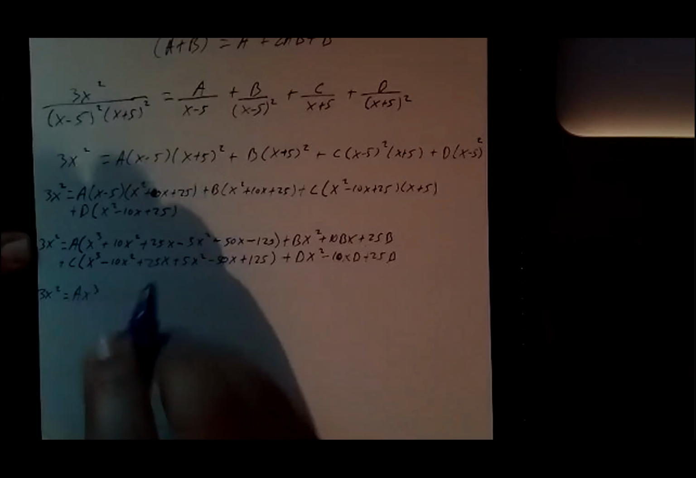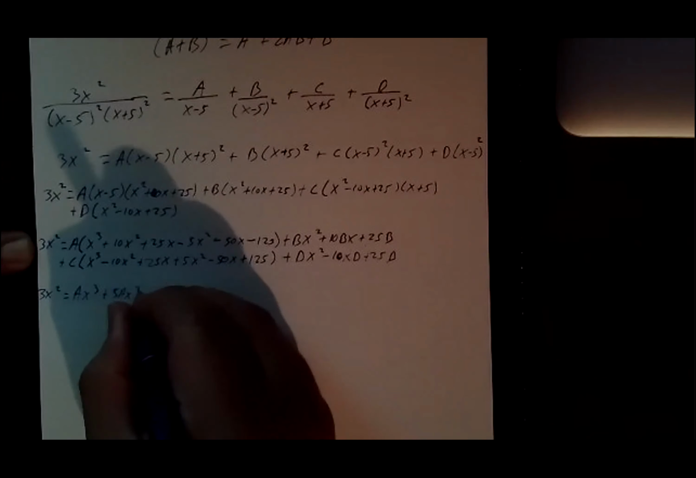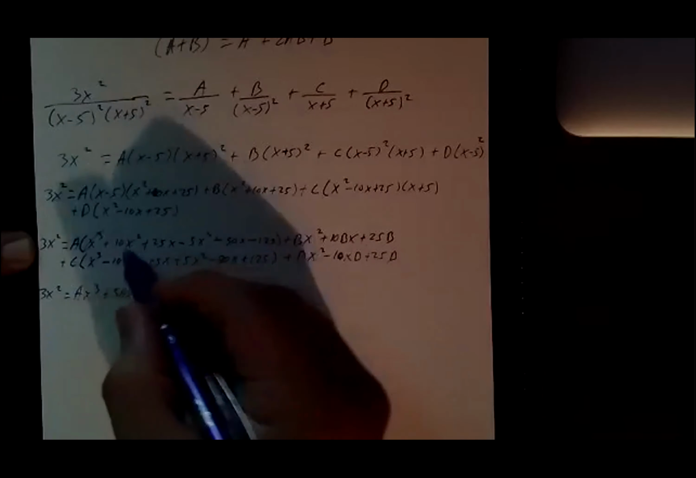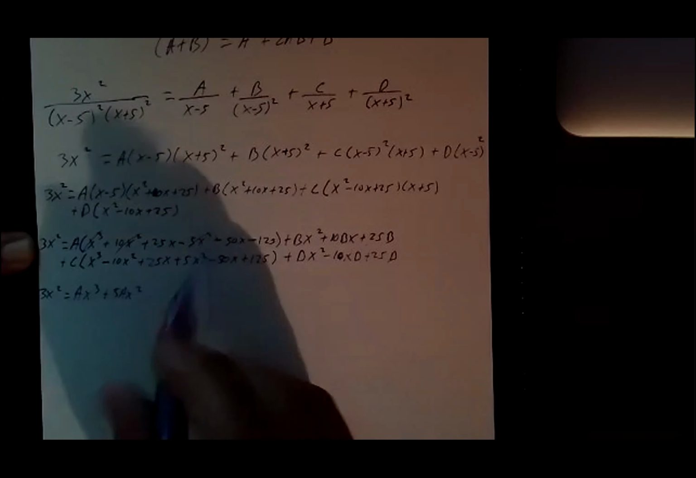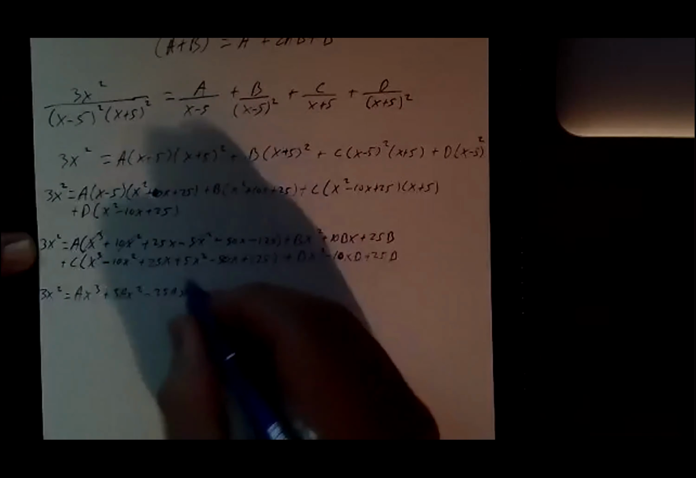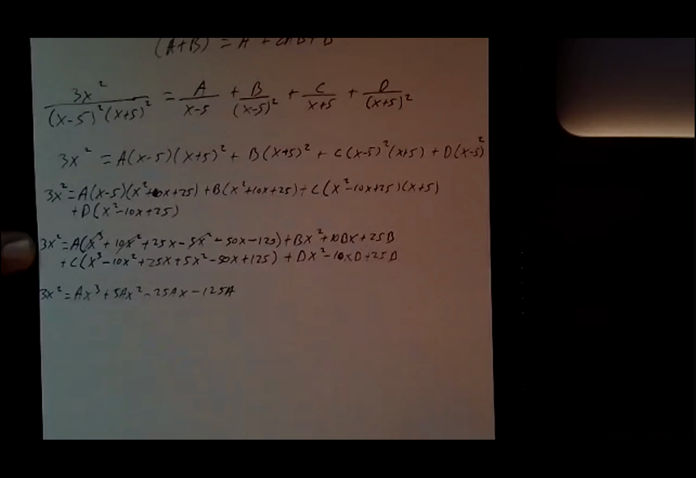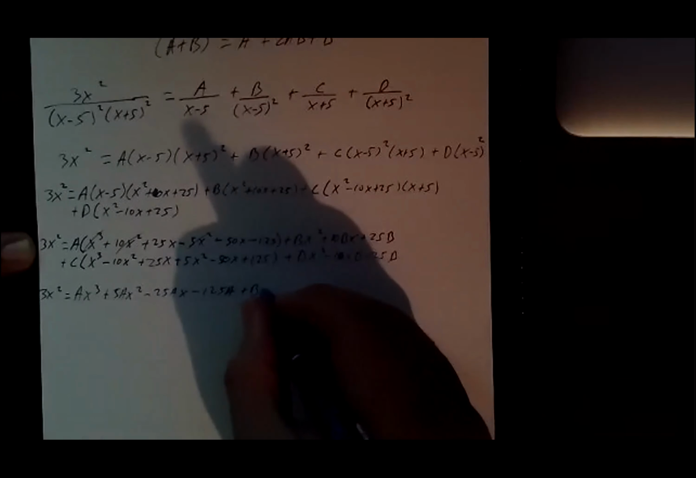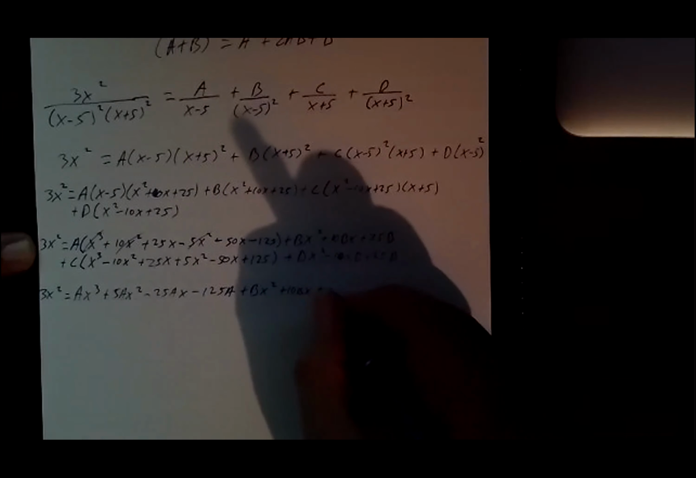AX cubed, 10x squared minus 5 would be positive 5AX squared. These guys are good. 25 minus 50 would be negative 25AX minus 125A plus BX squared plus 10BX plus 25B.